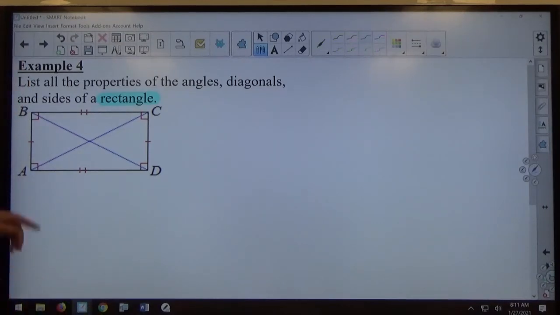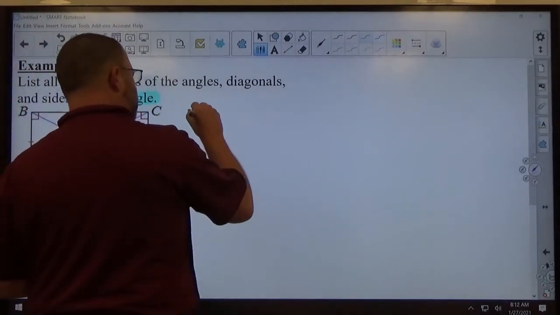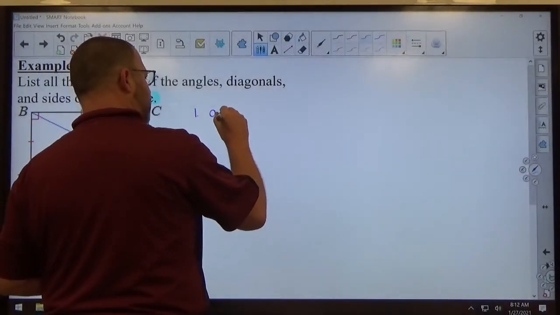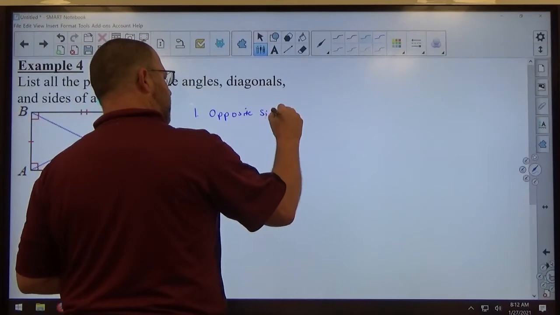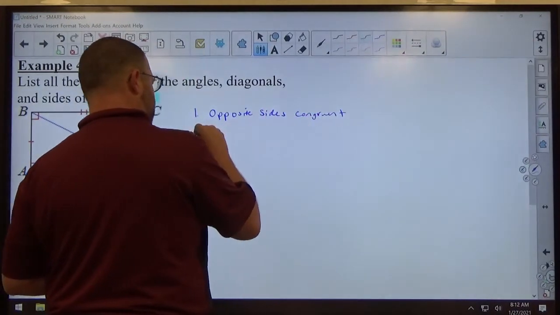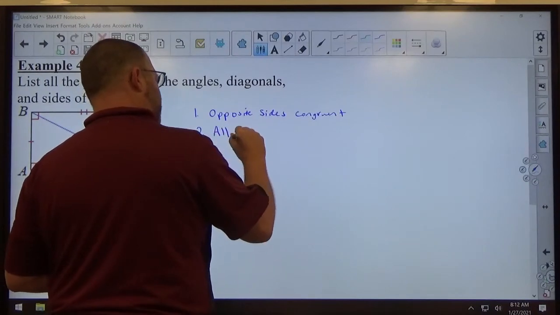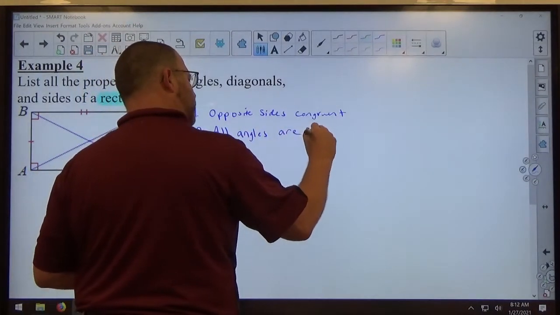And the first thing, as shown in the picture, the opposite sides are congruent, all right? And all 4 angles are right angles. So those are definite requirements in a rectangle. So I'm going to say opposite sides congruent. All angles are right angles.